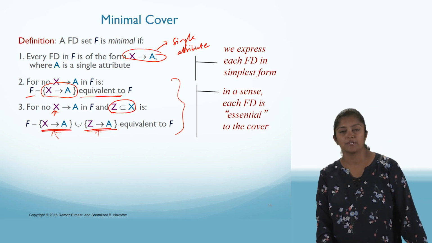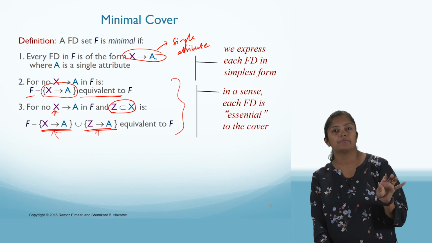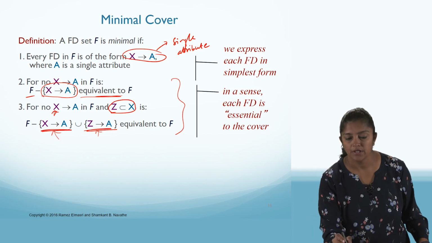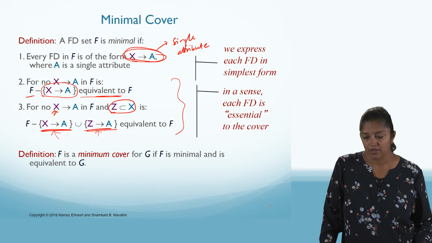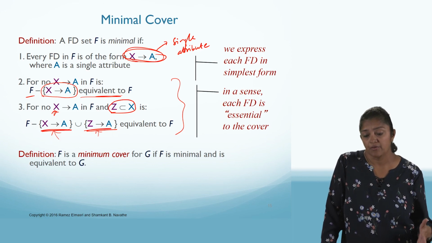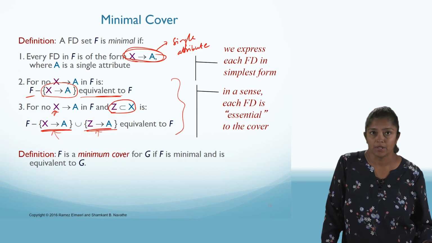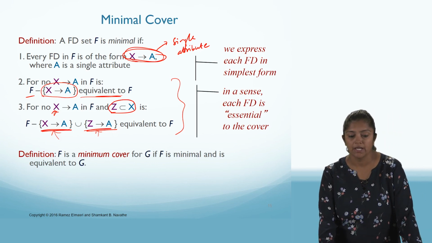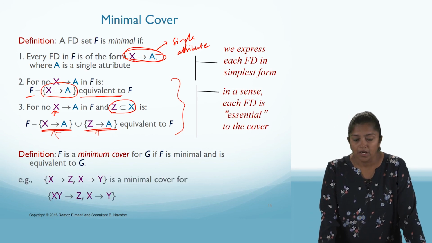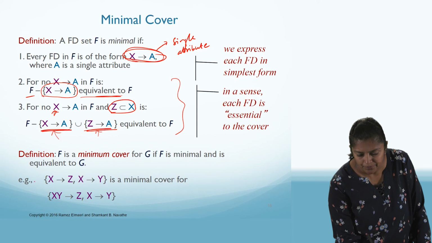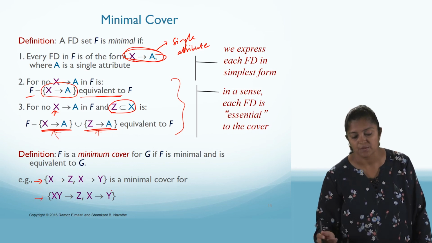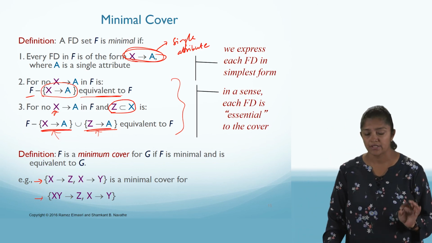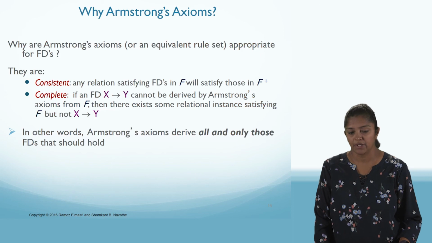So we want to keep just the absolutely essential FDs, or the FDs in their simplest possible form, like you see in the first rule, where X determines A and A is a single attribute. And F is a minimal cover for G if F is minimal and it is equivalent to G. So the closure will still be equivalent. Here's an example where the first one, X determines Z and X determines Y, is a minimal cover for the second one, where XY determines Z and X determines Y. We are getting rid of any unessential FDs to obtain the minimal cover.